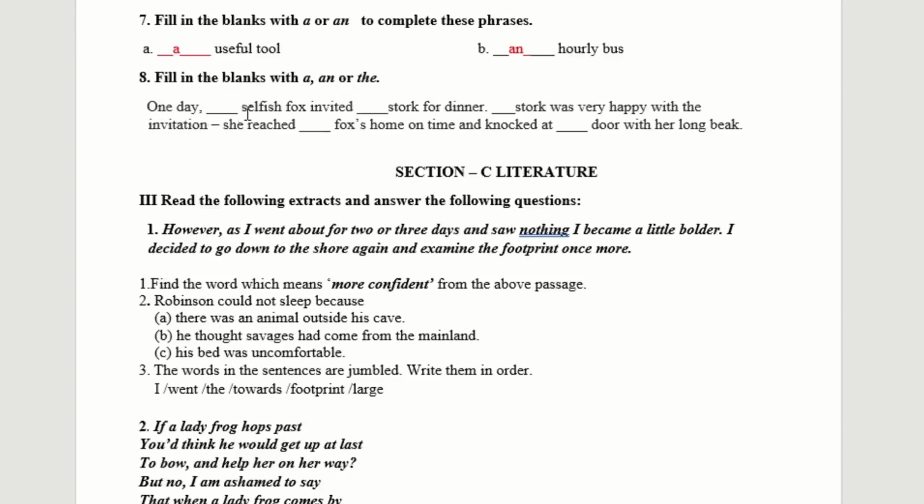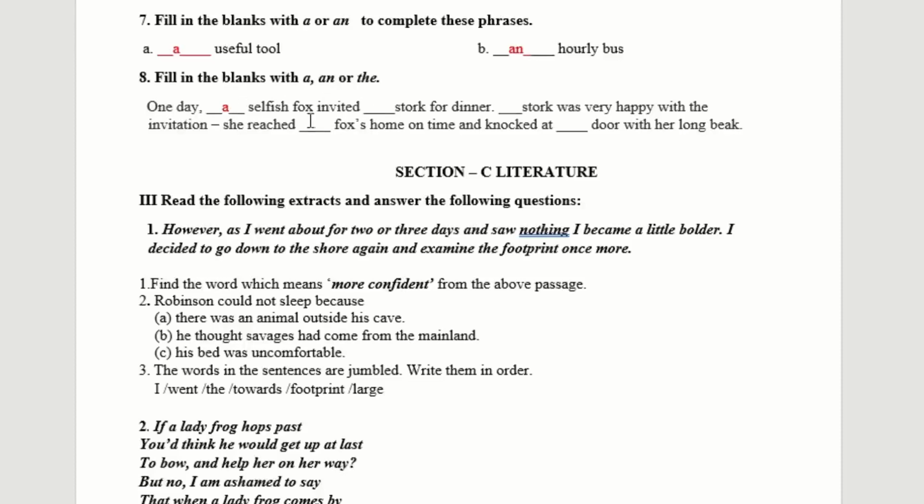One day, a selfish fox. We are seeing this when we are introducing a noun for the first time. We can use the word a or an based on the sound. We use a because selfish is a consonant sound, and the character is introduced for the first time, so we have to use the word a. Based on the sound, we have to use a or an.